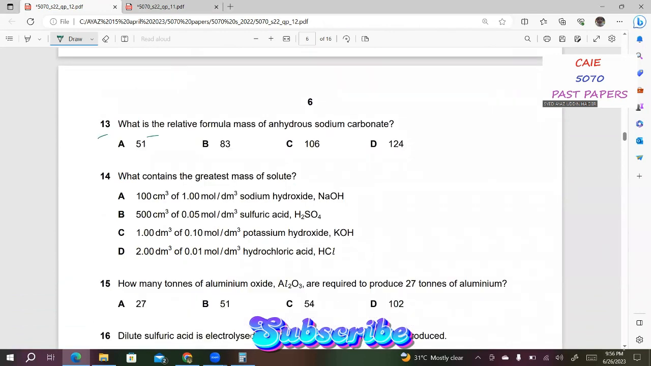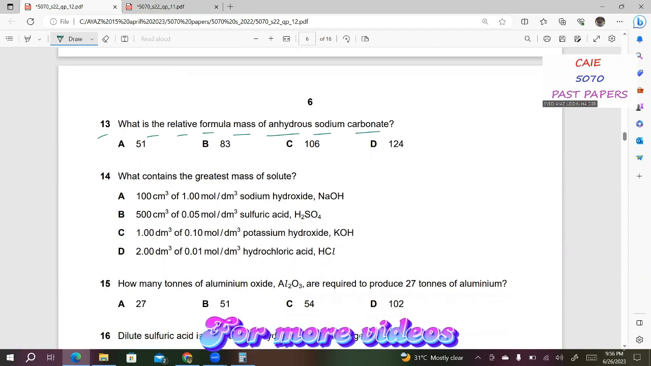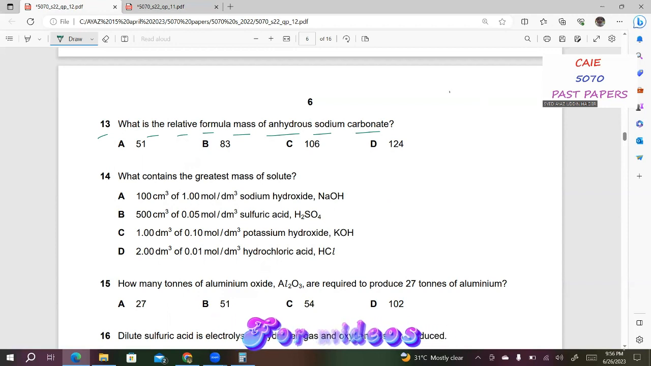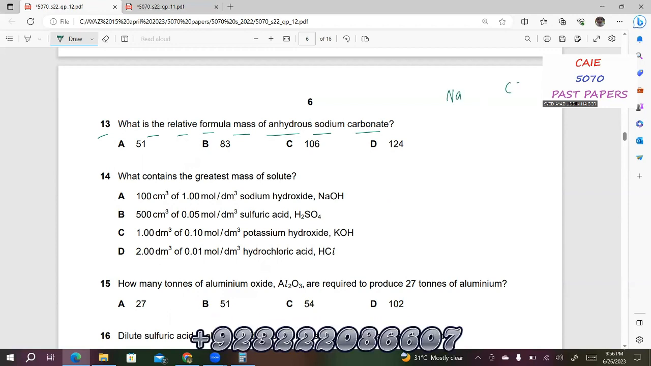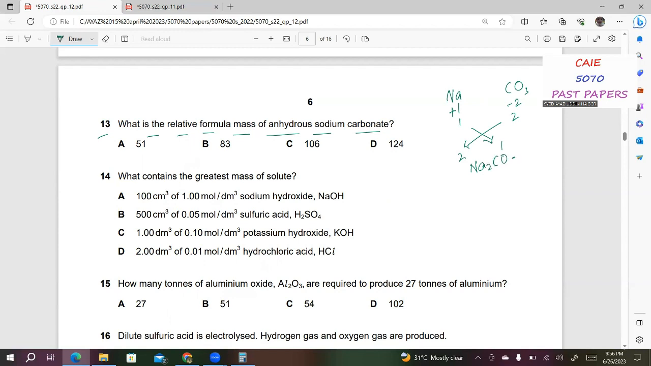13. What is the relative formula mass of anhydrous sodium carbonate? Write down the formula and calculate the Mr, and that will be the formula mass of anhydrous sodium carbonate. The formula of sodium carbonate will be: sodium is in group 1 and carbonates carry a 2- charge. The charge on sodium is +1. Ignoring the charges, the subscripts will be exchanged and we will get Na2CO3.